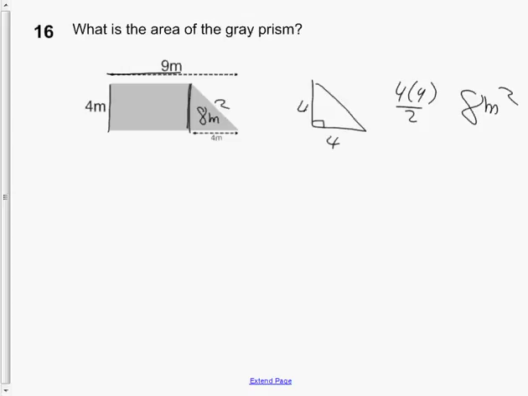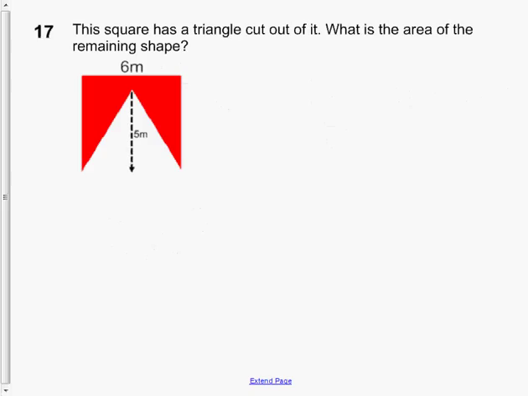And if this whole thing is 9 and this part is 4, that means that this distance here must be 5. Since it's a rectangle, length times width would be 4 times 5. This would be 20 meters squared. And therefore, the gray prism in total would be 28 meters squared. Okay. Some of you had 36. That's because you took the triangle and decided not to divide it by 2. You just said, to heck with it, I'm going to go base times height instead of base times height divided by 2.